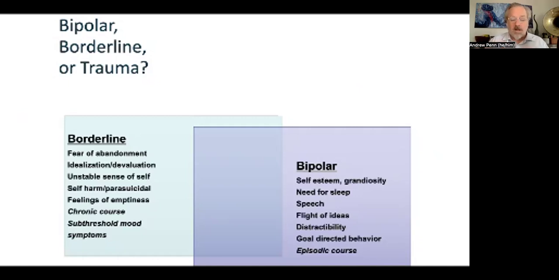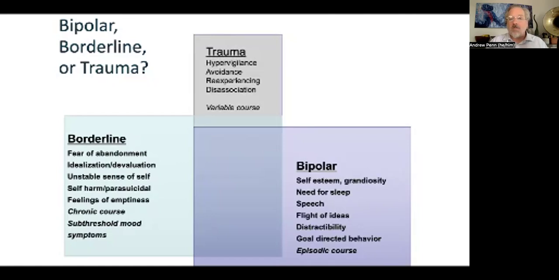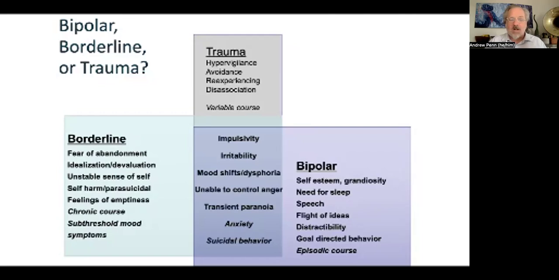Folks with more of a borderline personality structure, it's going to come out more in relational situations. So there may be this fear of abandonment or building people up, and then they kind of come crashing down. And it's going to tend to have more of a chronic course. And then trauma, of course, there's your classic PTSD symptoms. But let's take a look at where these all overlap. People with all three of these conditions can have problems with impulsivity, irritability, mood shifting, dysphoria, anger control issues, sometimes even paranoia, suicidal behavior. So a lot of things can be going on here.